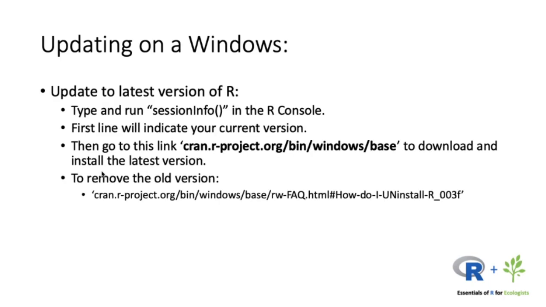For updating on Windows, so if you already have R and RStudio installed, to see the latest version of R, you can type sessionInfo in the R console, or just the first time you open RStudio at any point, at the very top of the R console, you'll see the latest version of R. And then similarly, you can go to this link and download and install the latest version if your version is not the latest version. And then I think in Windows, you also have to remove the old version. I'm not sure if you actually have to. I don't use Windows, but I came across this tutorial at this link here that shows you how to uninstall older versions of R, so you can do that there.